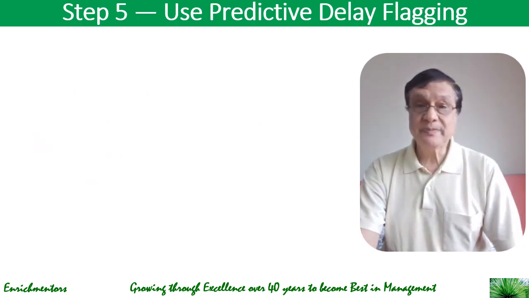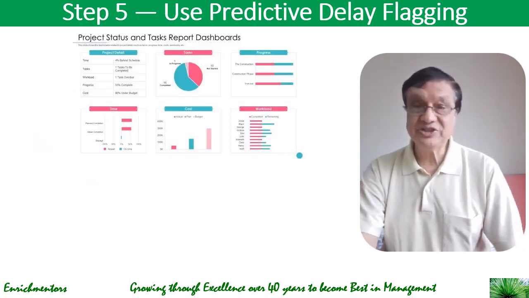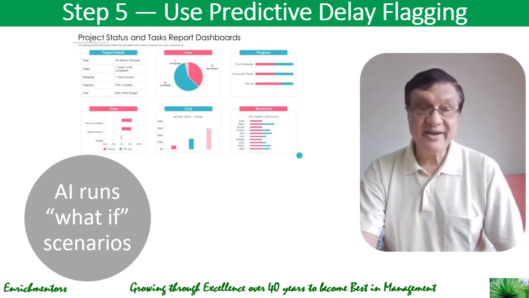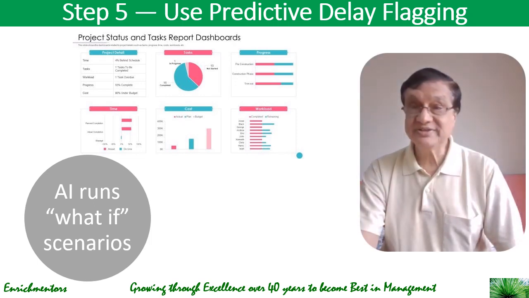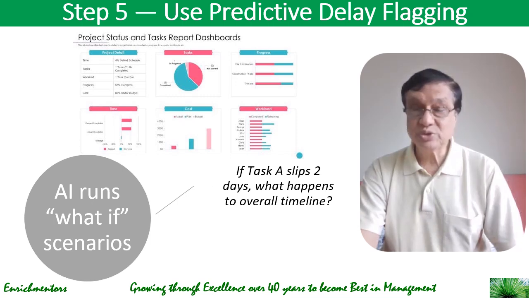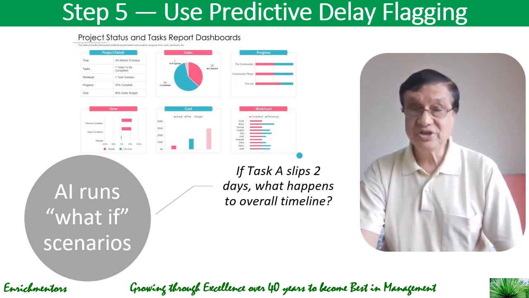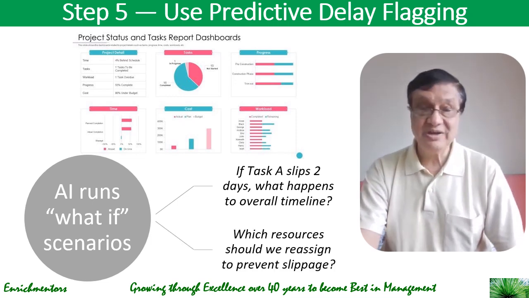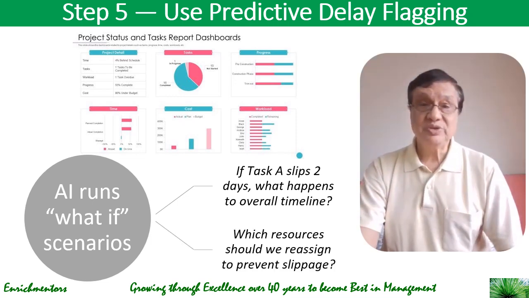Step 5 is to use predictive delay flagging. Now, dashboards show a risk score for each task or milestone, and AI runs what-if scenarios. Say, for example, if task A slips 2 days, what will happen to the overall timeline? Another example of such a what-if scenario could be which resources should be assigned to prevent slippages. So, you can use predictive delay flagging like this.